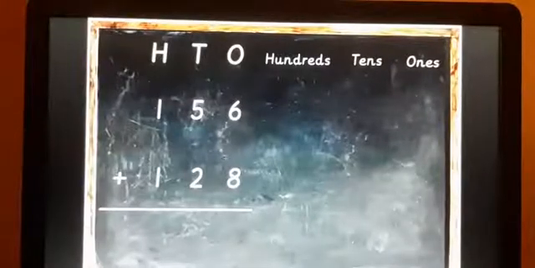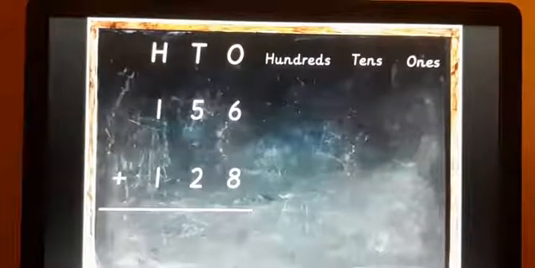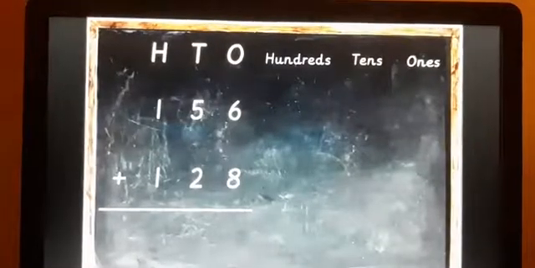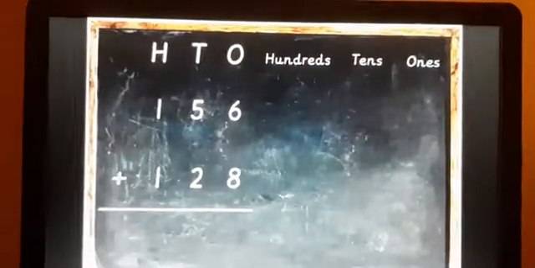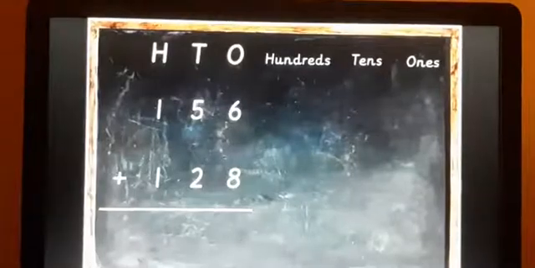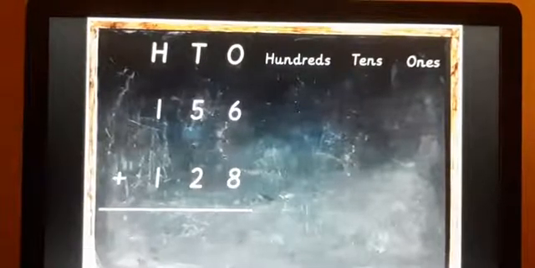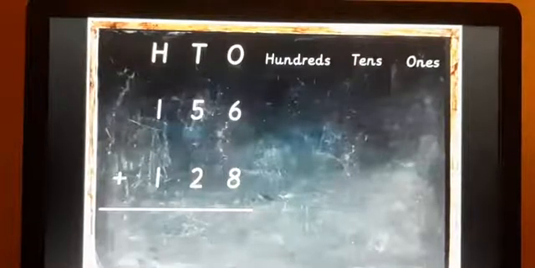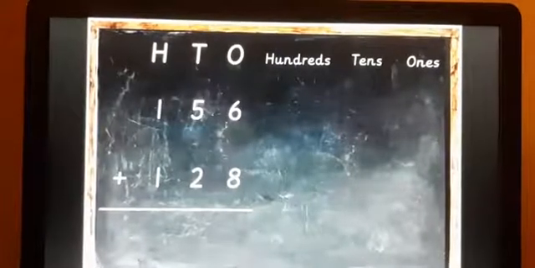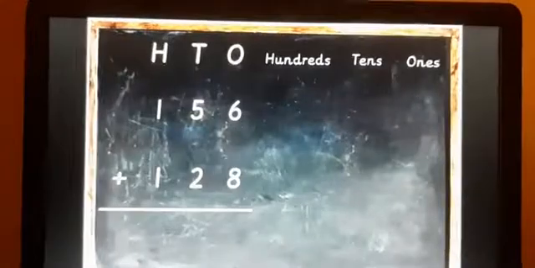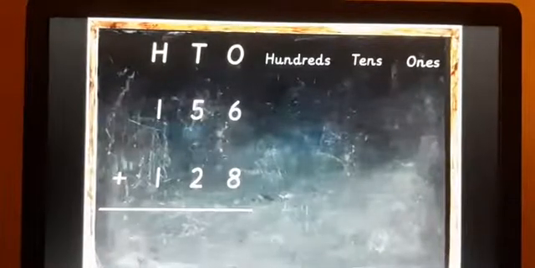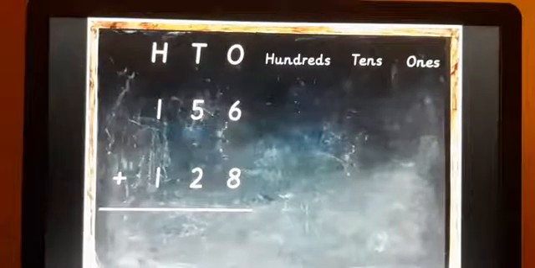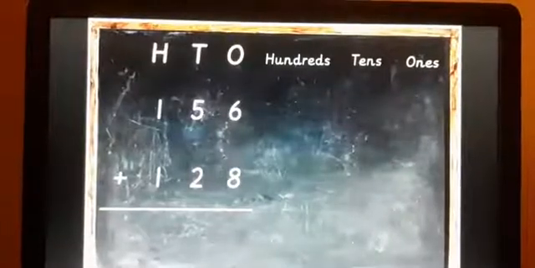Okay, the first example is given there: 156 plus 128. This is the first example. You have to write according to place value, as I said: hundreds, tens, ones. Don't get confused. In hundreds, the first value is 1, so 1 sheet of 100 boxes will come. In tens there is 5, so 5 stripes will come. And in ones there is 6, so 6 dots.